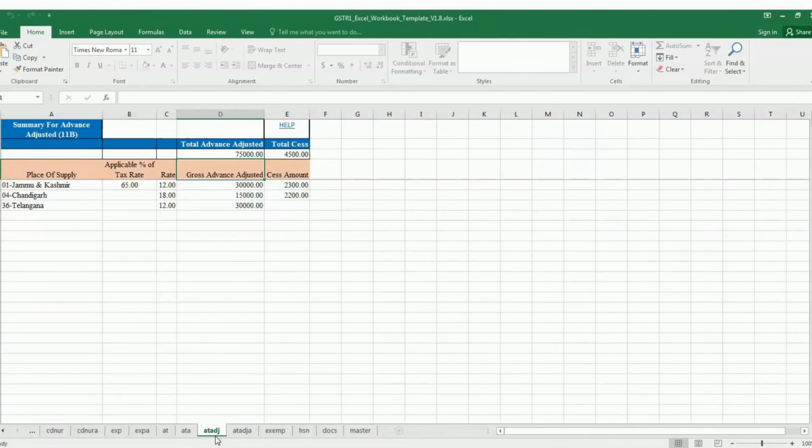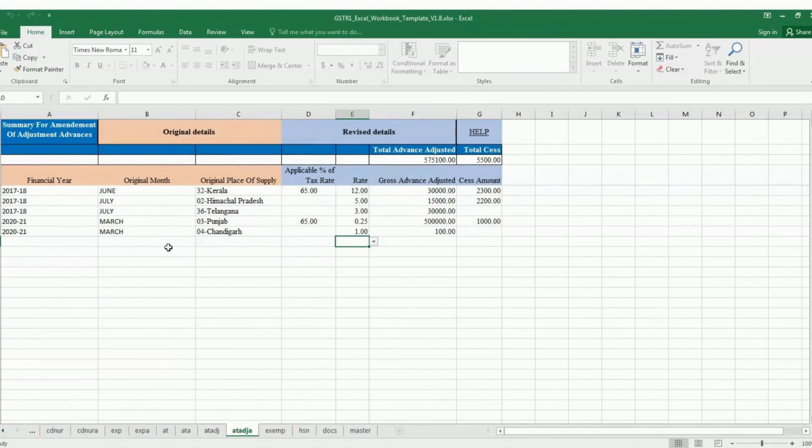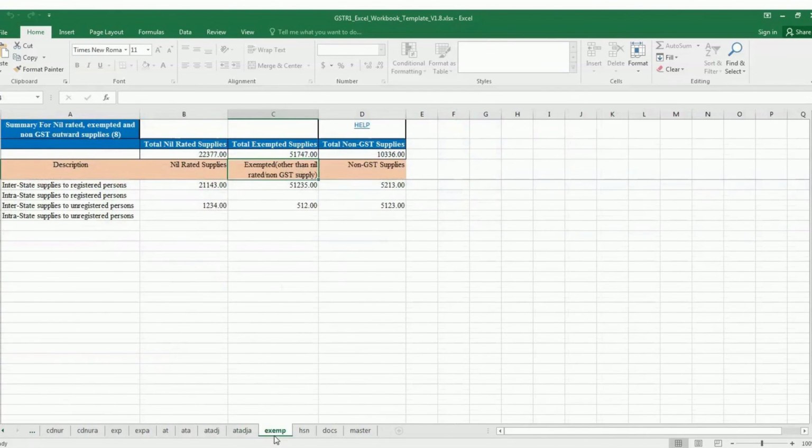The next one is ATADJ, that means advance adjusted. If any tax invoice is issued regarding advances received, it needs to be disclosed here. If there are any amendments, then in the next table. The next one is exempt supply. If any nil rated, exempted or non-GST supplies are made, they need to be disclosed here.